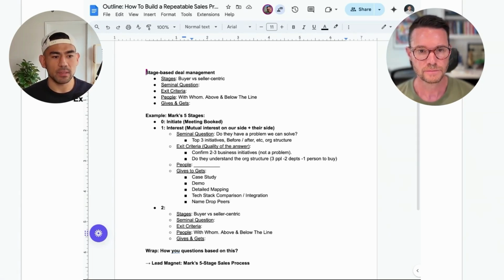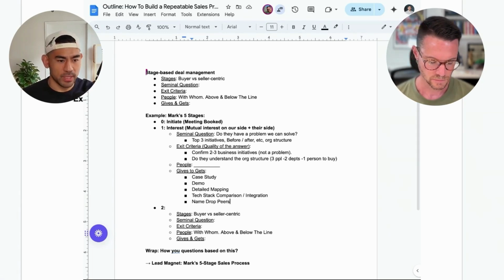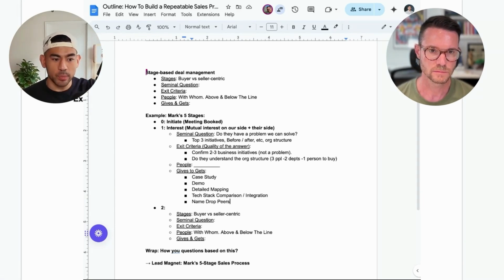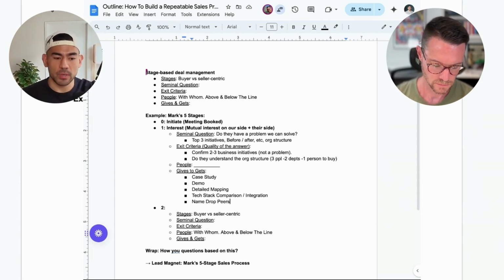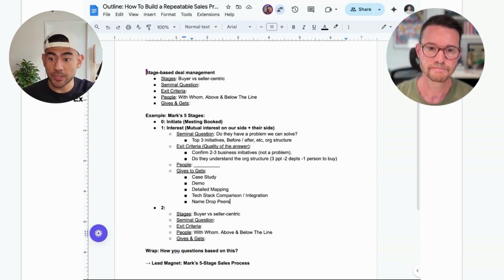So we talked about stage 1. We know it's the interest stage. We know the question we're trying to answer. We know the exit criteria. We know some things we can give to get that exit criteria. The last part that we skipped over is there's a people bucket in each stage.